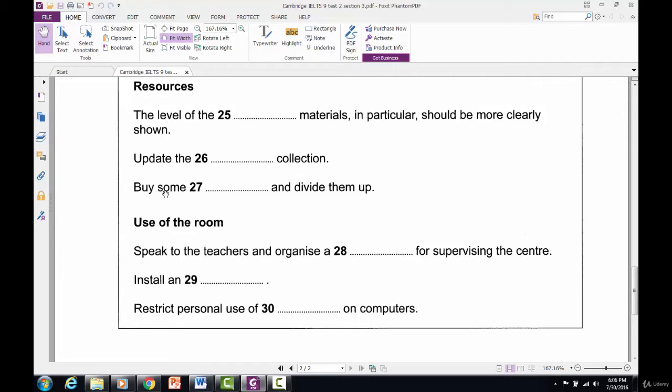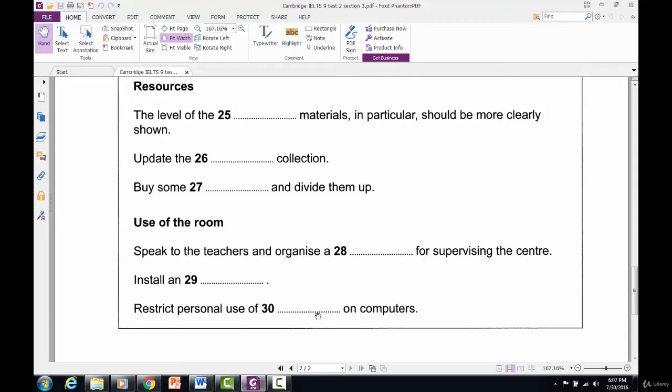27 is connected to buying, and we know whatever they say is connected to dividing something up. Buying and dividing. Whatever this answer is, it's connected to that language. 28 is connected to organizing. It says speak to the teachers and organize a blank for supervising the center. Keywords it's connected to are organize and for supervising. What are we going to organize for supervising? 29 is connected to the word install. Again, listen for synonym language. 30 is connected to personal use of computers. Personal use of something on computers.